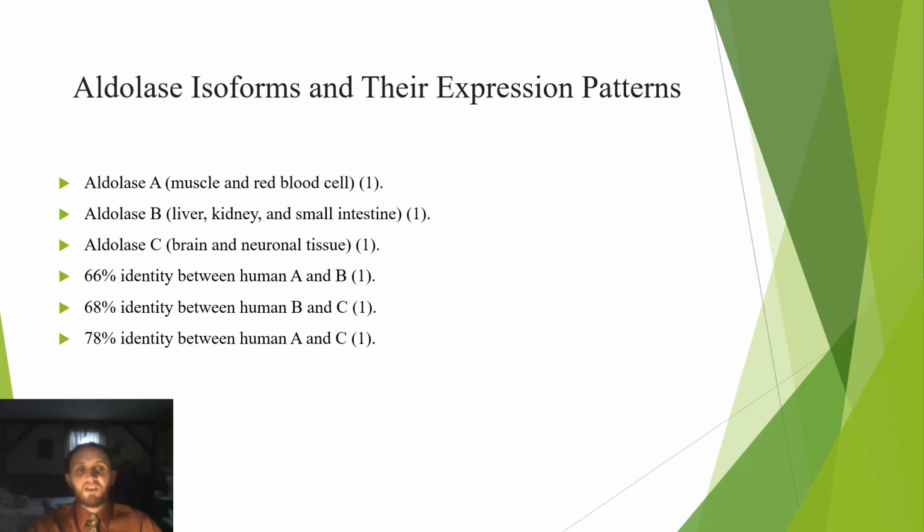And one interesting thing about these different types is they have a certain percentage of identity, like similarity, in sequence, that is. So we see here that there is a sequence identity of 60%, to be exact, between human A and human B aldolase. And then you have a higher percentage of identity between human B aldolase and human C aldolase, which is 68%. And then finally 78%, which is the highest, between the human A aldolase and the human C aldolase.